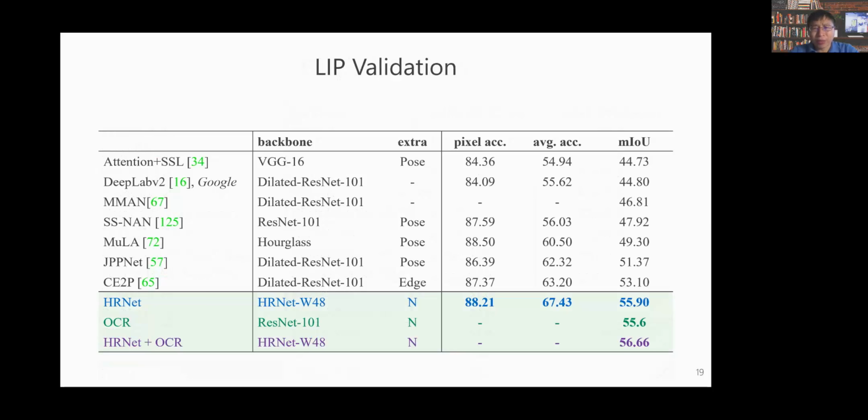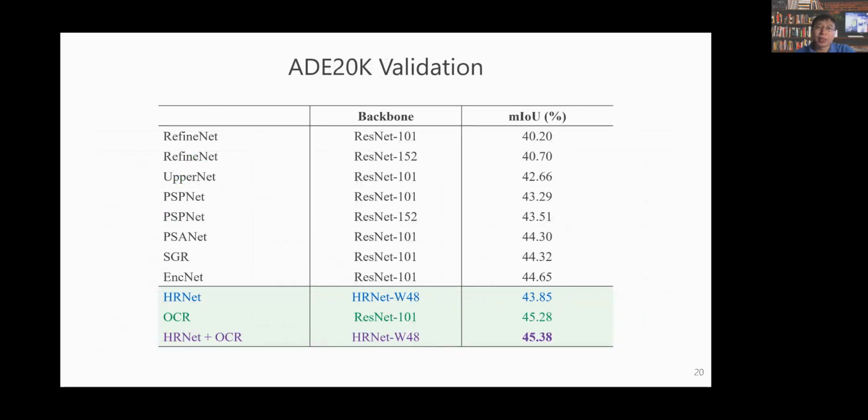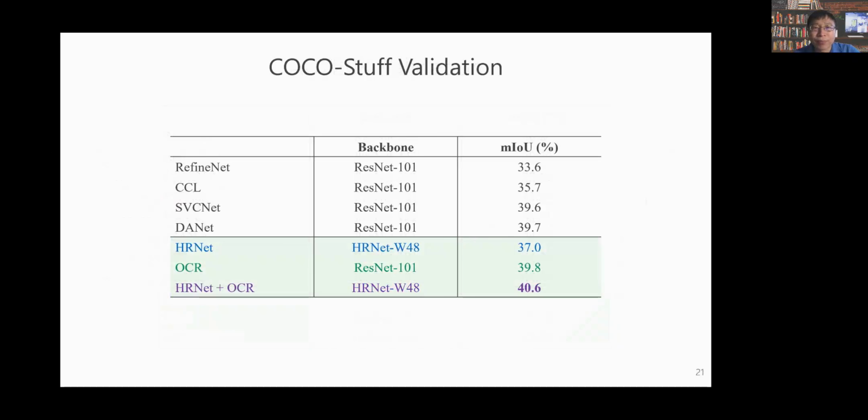We want to emphasize that in our method, we do not use extra information, for example, pose information or edge information. If we also consider that information, I think our results will be better. It's ADE20K validation. Again, at that time, our method got better results, but combined with a strong backbone, our result would be better. Same observation for COCO-Stuff.